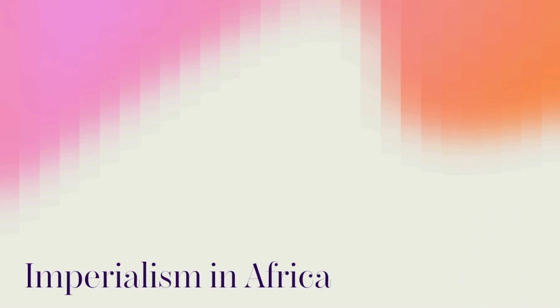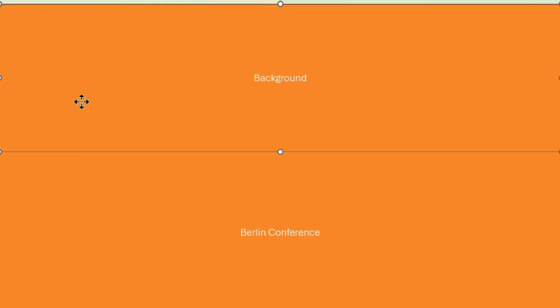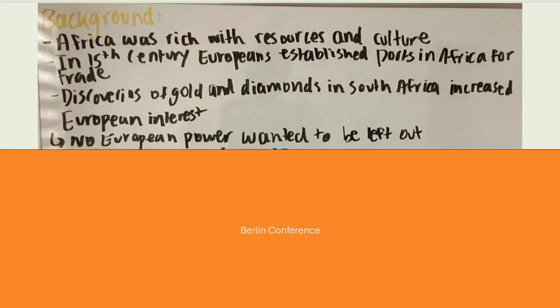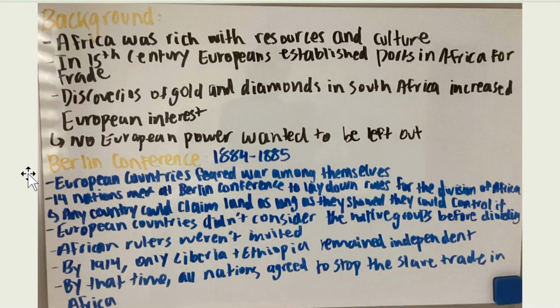So first we're going to go with imperialism in Africa. The background: Africa was rich with resources and culture. In the 15th century, Europeans established ports in Africa for trade. They discovered gold and diamonds in South Africa, and it increased European interest. There was no European power that wanted to be left out, which leads us to the Berlin Conference.